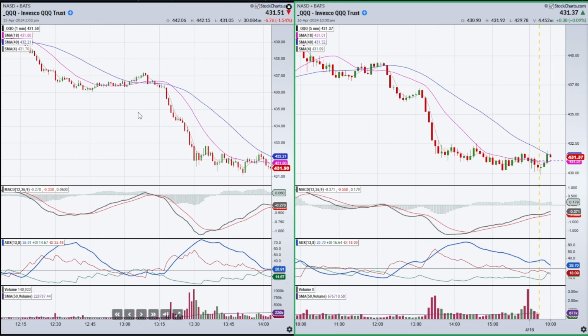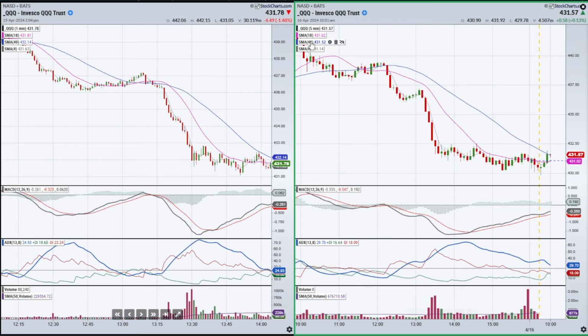Now I like to use a 1-to-5 ratio. Sometimes I'll use 1-to-6. So in this case, it's exactly 1-to-5, 1 minute to 5 minute. Like a weekly and a daily is a 1-to-5 ratio. It's a perfect ratio, I think, for my strategy.